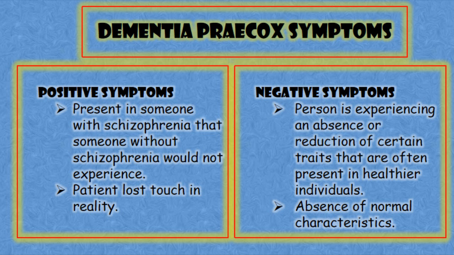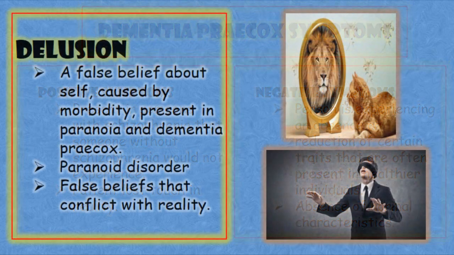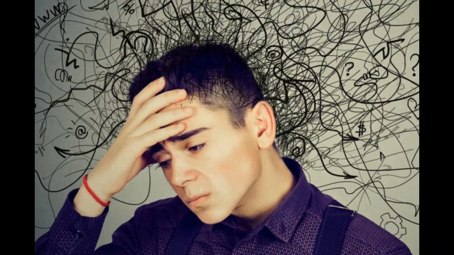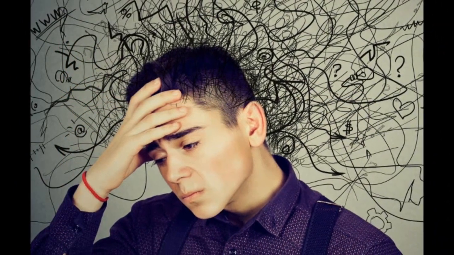So, with that, we are going to proceed with the other next term. Here is the so-called delusion. So, delusion is a false belief about self caused by morbidity or abnormality. It is present in paranoia and dementia precox. So, as we have mentioned a while ago, it is one of the positive symptoms of the so-called dementia precox or schizophrenia. And itong delusion na to, it is also considered as a paranoid disorder.